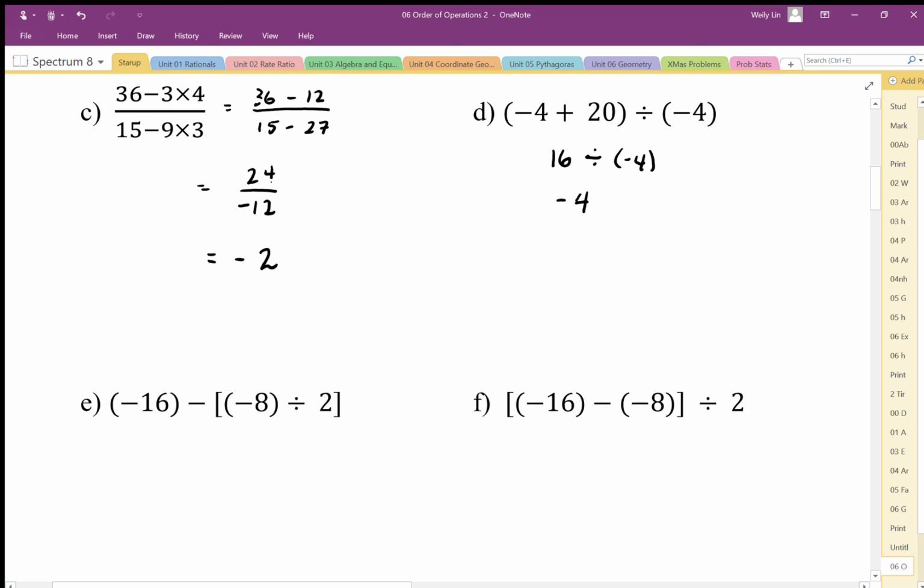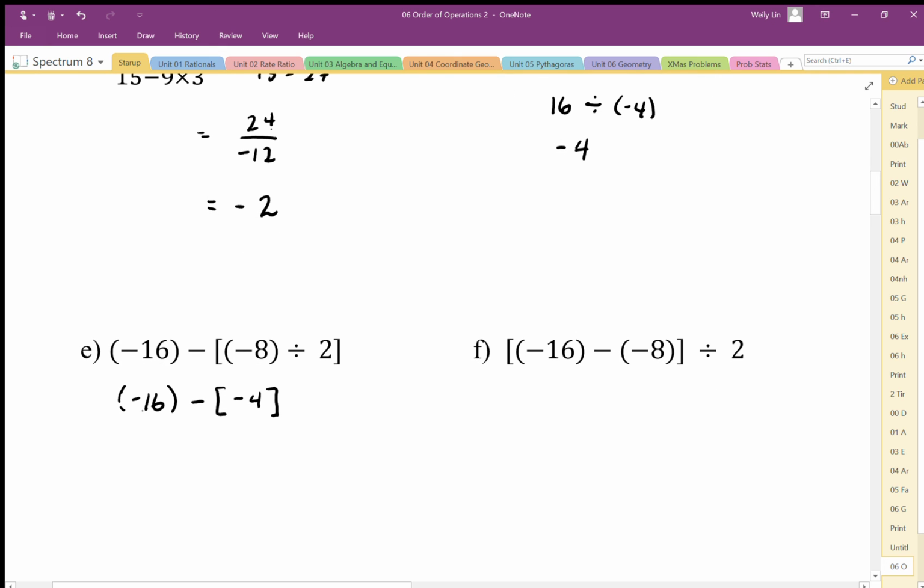These two questions look the same, but the brackets are in different places. So here we're going to divide first. So we're going to end up with -16 minus -8 divided by 2 is -4. So we're going to subtract a negative, which means add. So we start at -16 and we'll go to the right 4. So we're going to end up at -12.